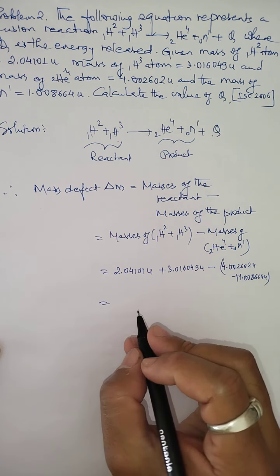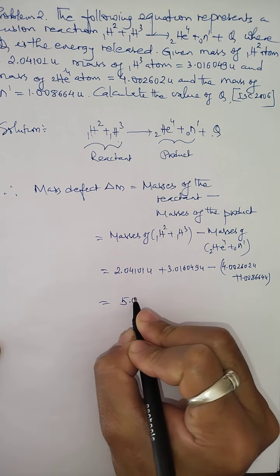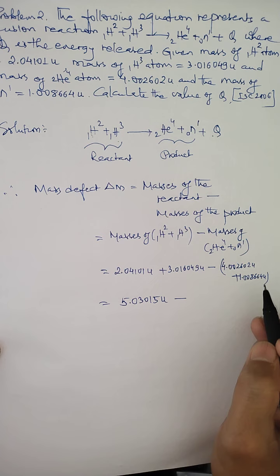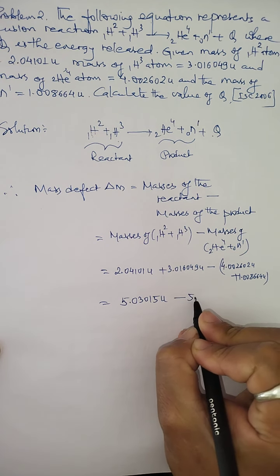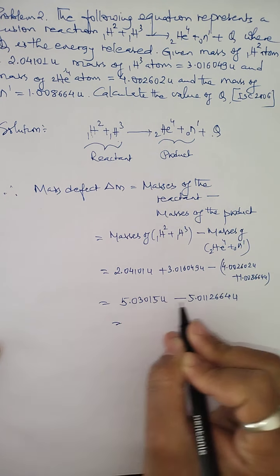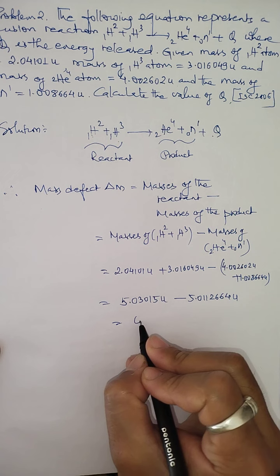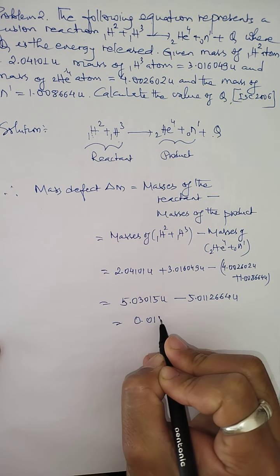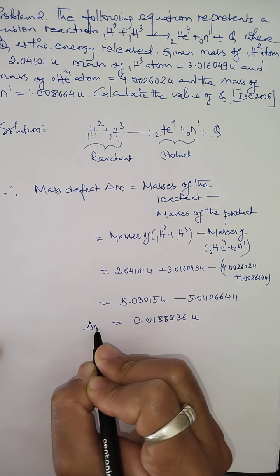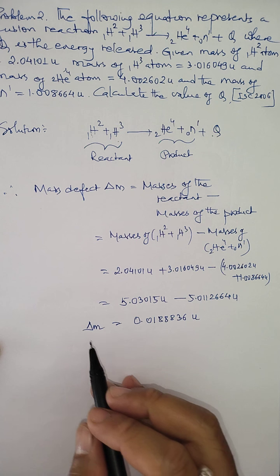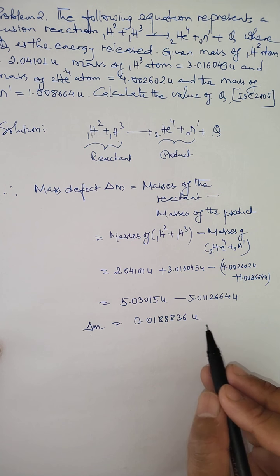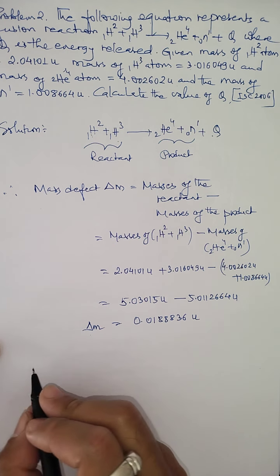Now we can add these masses. If you add with the help of a calculator, you get approximately 5.03015 U, minus the sum of the other two masses, which you get as 5.0112664 U. Now we subtract these two masses. When you subtract, it will be almost 0.0188836 U, and this mass is called the mass defect. So delta M equals 0.0188836 U.